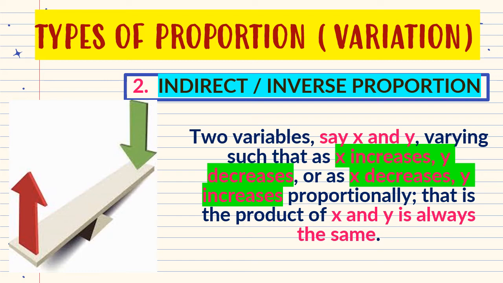Another one is indirect or inverse proportion. Two variables, x and y, vary such that as x increases, y decreases, or as x decreases, y increases. Proportionally, the product of x and y is always the same. So it is opposite to the direct: if x increases, y decreases.